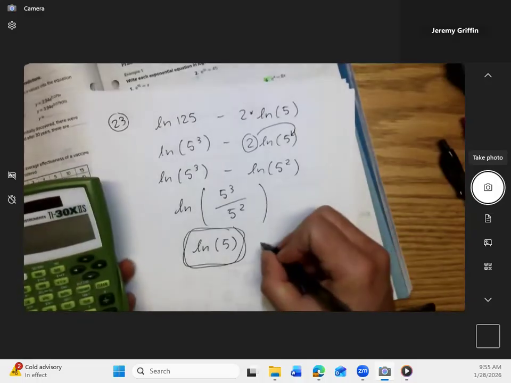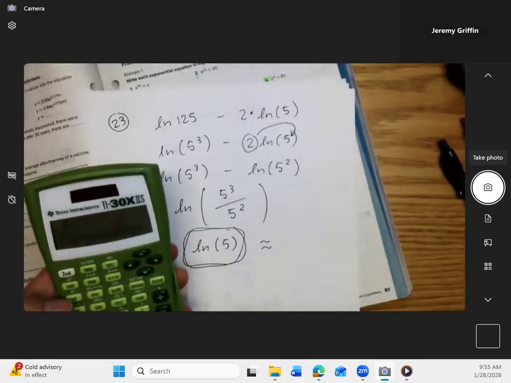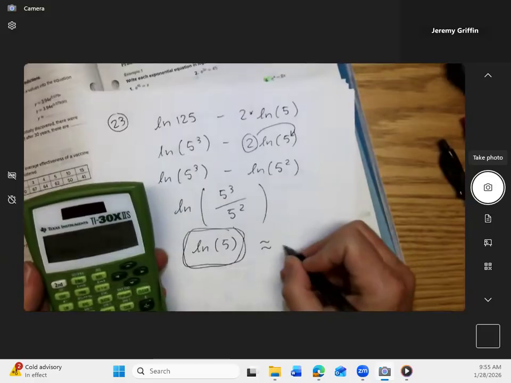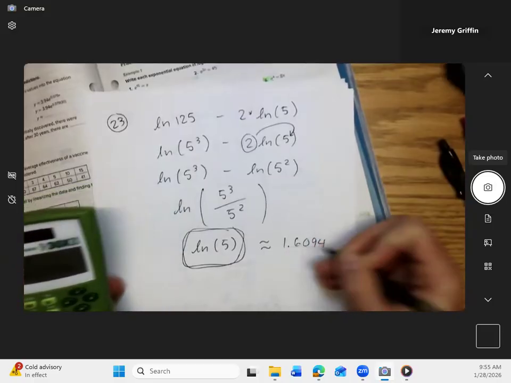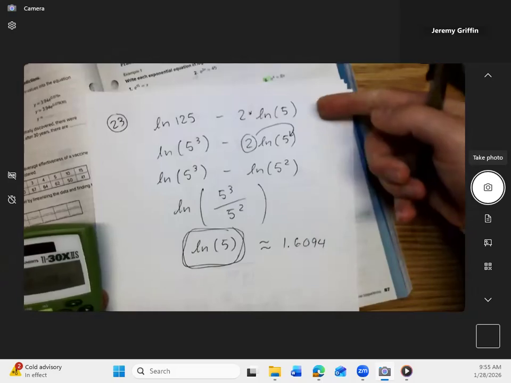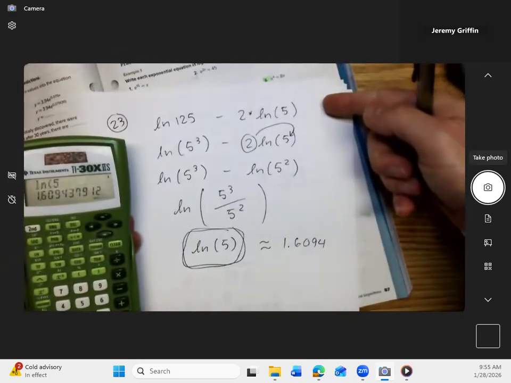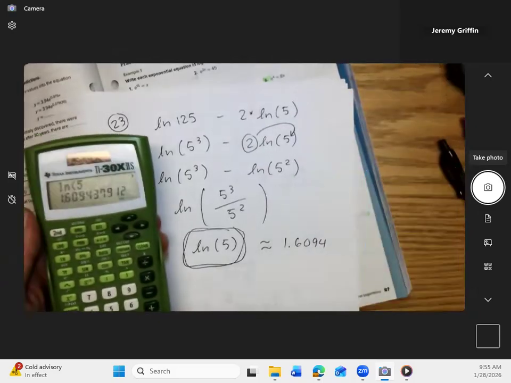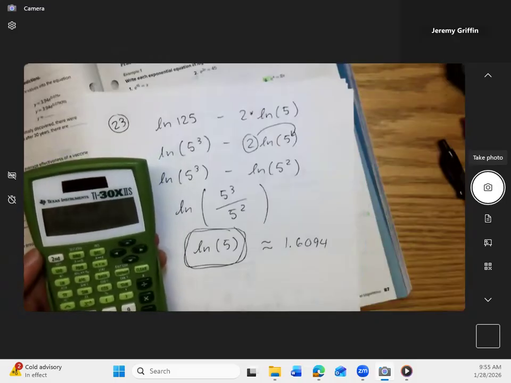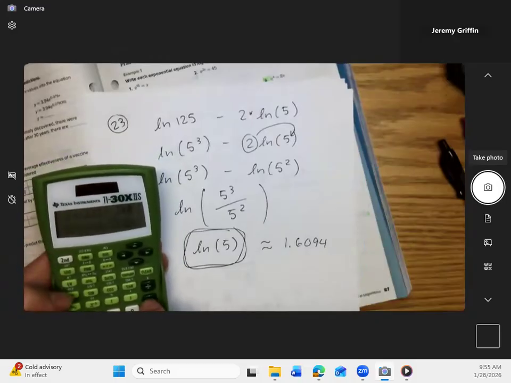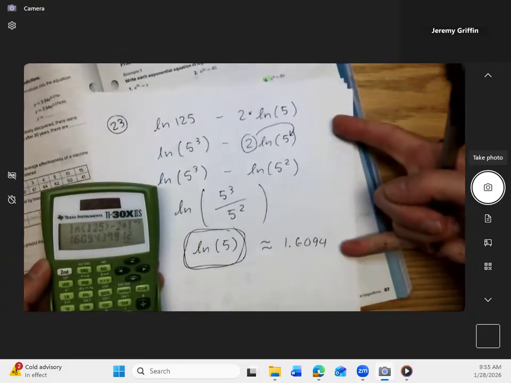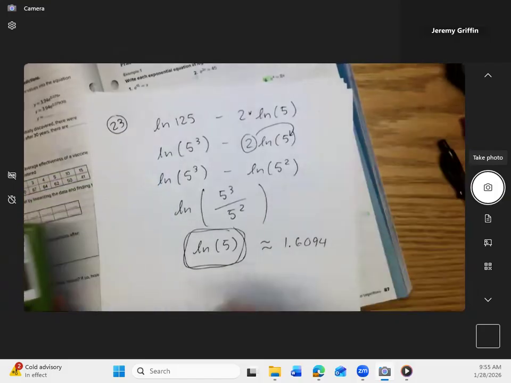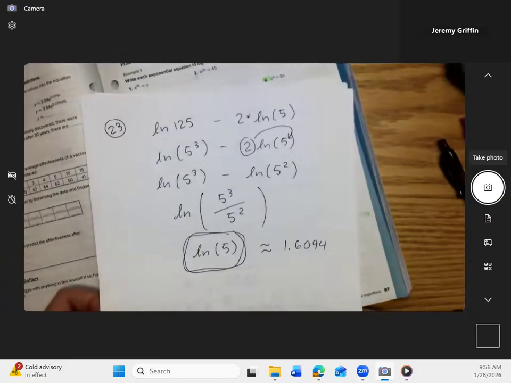Let's get a decimal approximation and see. What is natural log of 5? It's approximately 1.609. Now if I type in the original statement, which has no x's, then it should give me that same decimal. So natural log of 125 minus 2 times natural log of 5. Yeah, it's the same thing. So this and this are definitely the same thing. You guys good on 23? Yeah.